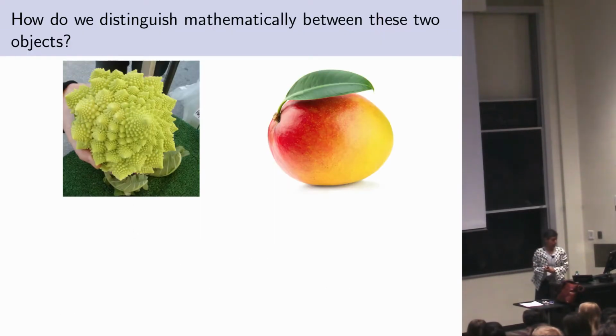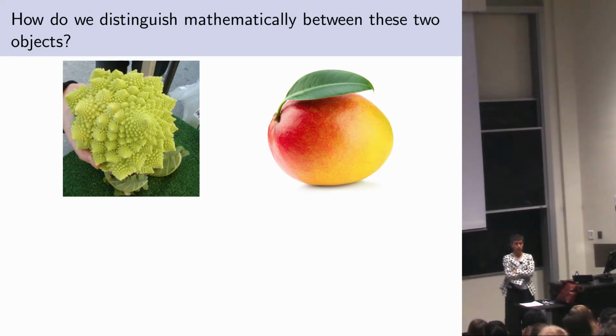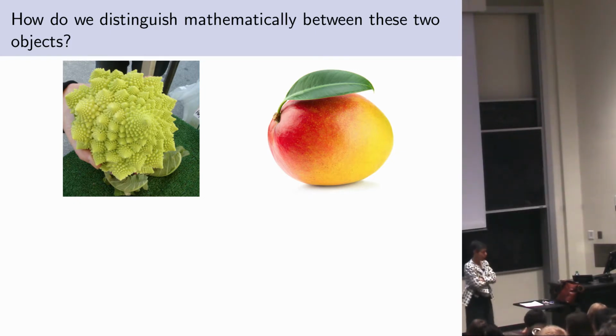Okay. So, we're back. We have all the tools, and here's the question. We want to distinguish between these two things. Romanesco on one side, a beautiful mango on the other side. If you were 3 years old, you would tell me it's very easy. It's yucky and yummy, correct? Well, that's not the criteria we're going to use.